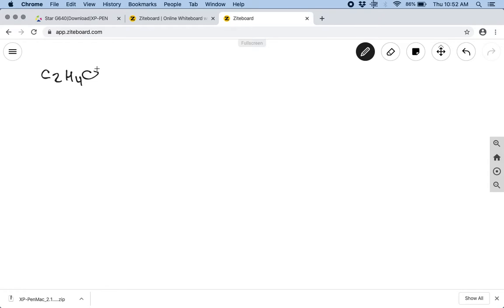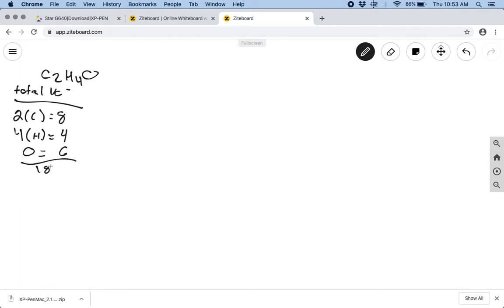And we're working on C2H4O. So we got a little more going on here, so we're going to first calculate our total number of valence shell electrons. We have 2 carbons, each contributes 4 for a total of 8. We have 4 hydrogens, each of those has 1 for a total of 4. And oxygen, we have 1 of those for 6. So we have a total of 18 valence shell electrons again.